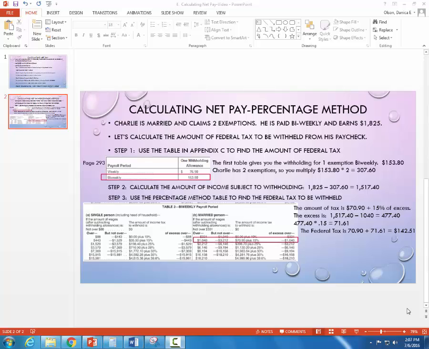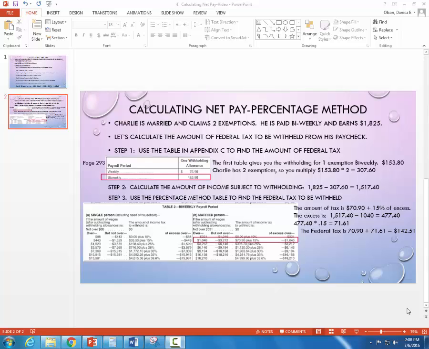paycheck. To do this, we use the table in Appendix C to find first the amount of the exemptions that need to be reducing his federal wages. Page 293 has this table. If we look at it, it is a bi-weekly exemption of $153.80. Charlie has 2 exemptions, so we need to multiply the $153.80 by 2 to get $307.60.